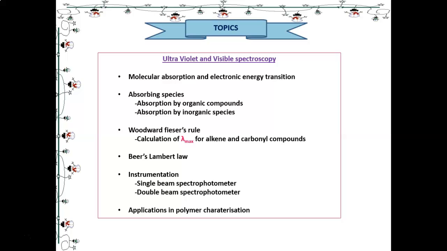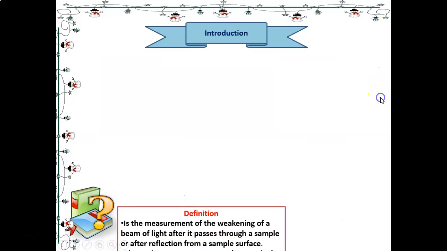First is about the molecular absorption and electronic energy transition, absorbing species, which is absorption by organic and inorganic, Woodward-Fieser rules, the calculation of lambda max for alkene and carbonyl compound, Beer-Lambert law, and the instrumentation, which are the single and double beam, and also the application in polymer characterization.